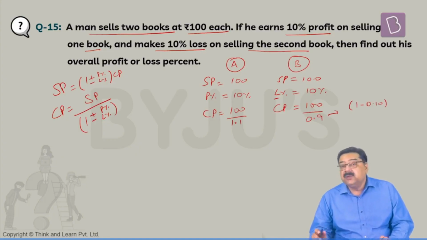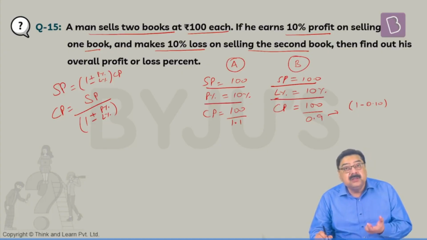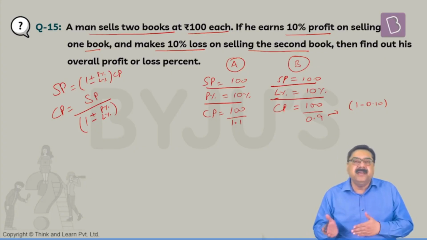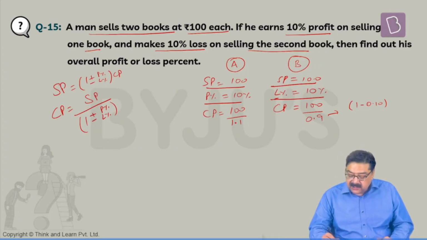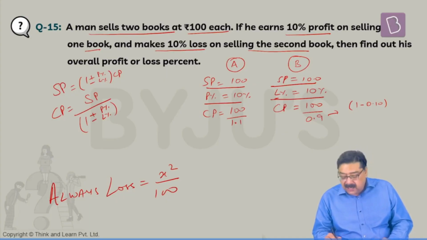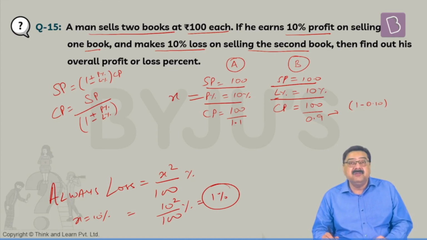Now in such a case you don't need to perform any calculations. If the selling price is the same for 2 items and the profit percent and loss percent values are also the same, let us say X%, one case X% profit, the other case X% loss, in such a case always there will be a loss made and that shall be given by X square by 100%. The value of X here is 10%, so it is 10 square by 100, which is 1%. So in this case, 1% loss will be made.